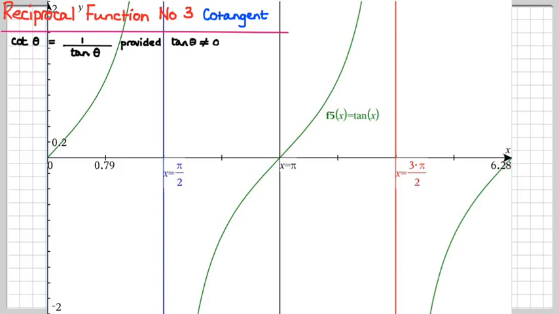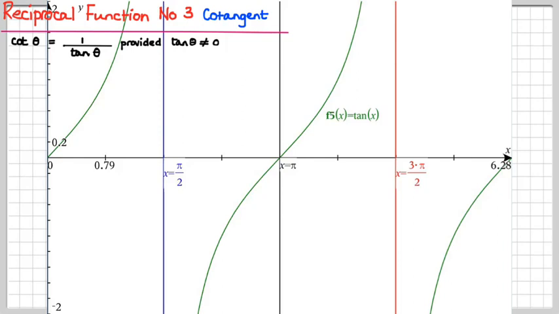Now, tan already has asymptotes anyway at pi on 2 and 3 pi on 2, but cot, the funny thing about cot, look, cot has asymptotes where tan equals 0, because you can't divide by 0, 1 over tan. So it would have an asymptote there, it would have an asymptote there, and it would have an asymptote there, alright?